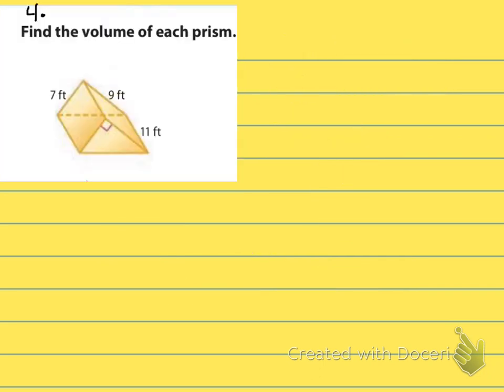Okay, here you see number 4. It says to find the volume of each prism. I specifically included this problem because the triangle is not oriented properly. So first, since we're working with the volume of a triangular prism, we're going to first start with the formula. V equals big B times H, and then big B equals base times height divided by 2. So that's what we always need to start with.